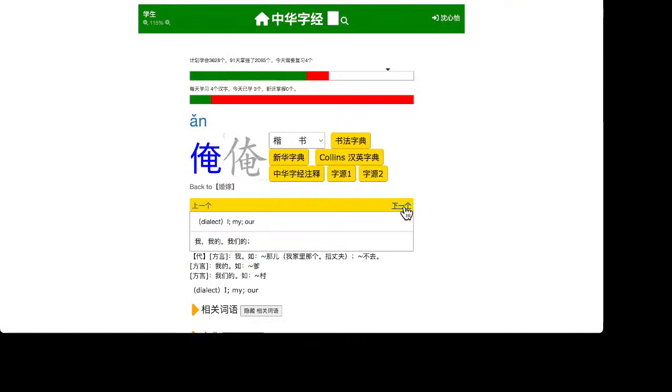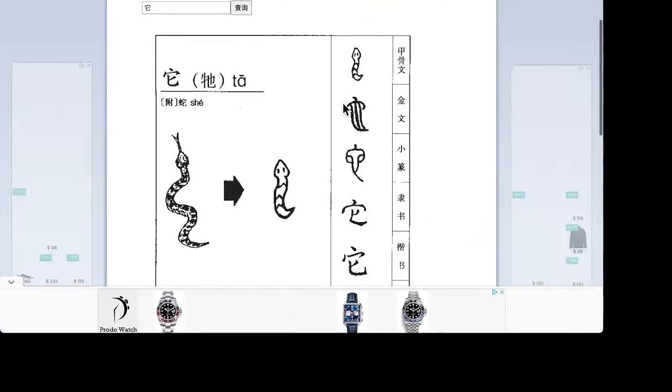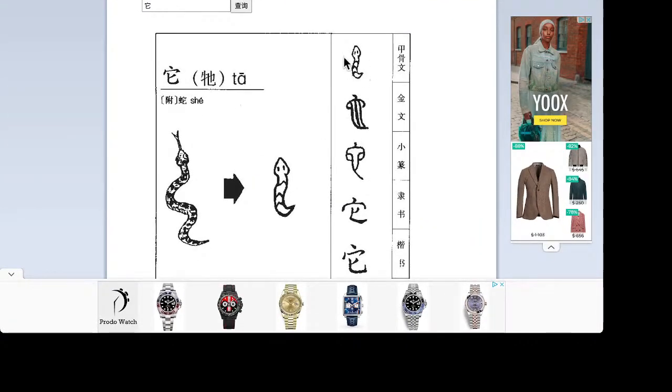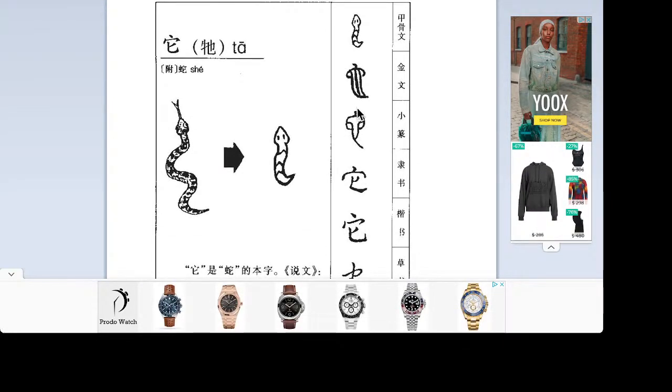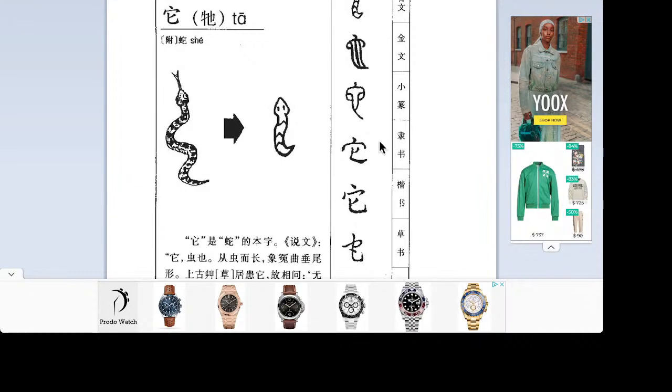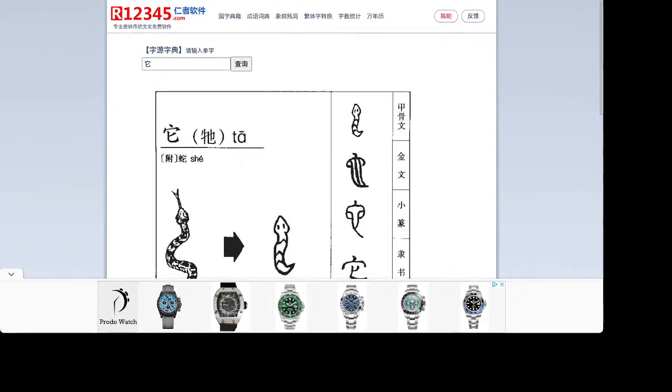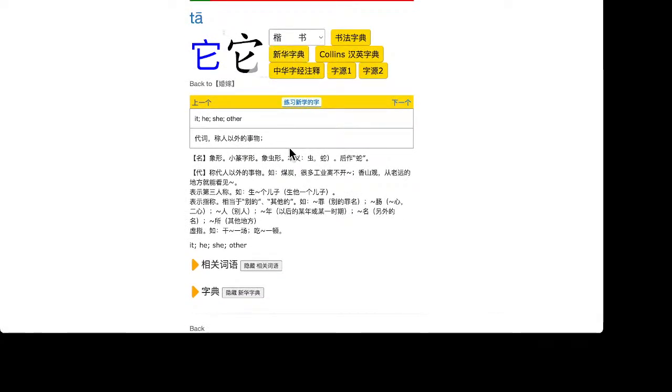So next one is 他. Now this character itself, the very original character, actually means snake. If you look at the character, literally it's a picture of a snake. Later on they stylized it. Of course, the modern ones are so stylized that it's hard to tell, but the older ones, literally, are a picture of a snake. Okay, so that's the very original meaning of this character.